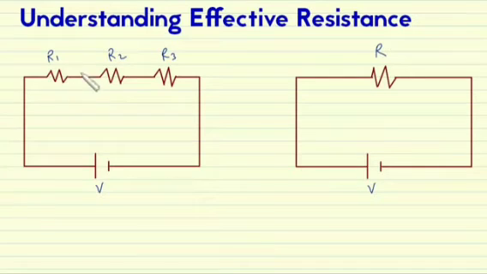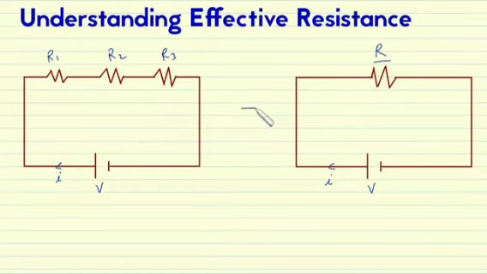Now suppose that these three resistors R1, R2, R3 are drawing current I from this battery, and this resistance R alone is also drawing current I from this battery. It means the combination of R1, R2 and R3 is effectively the same as the resistance R. We can replace R1, R2 and R3 with its equivalent, which is the resistance R.